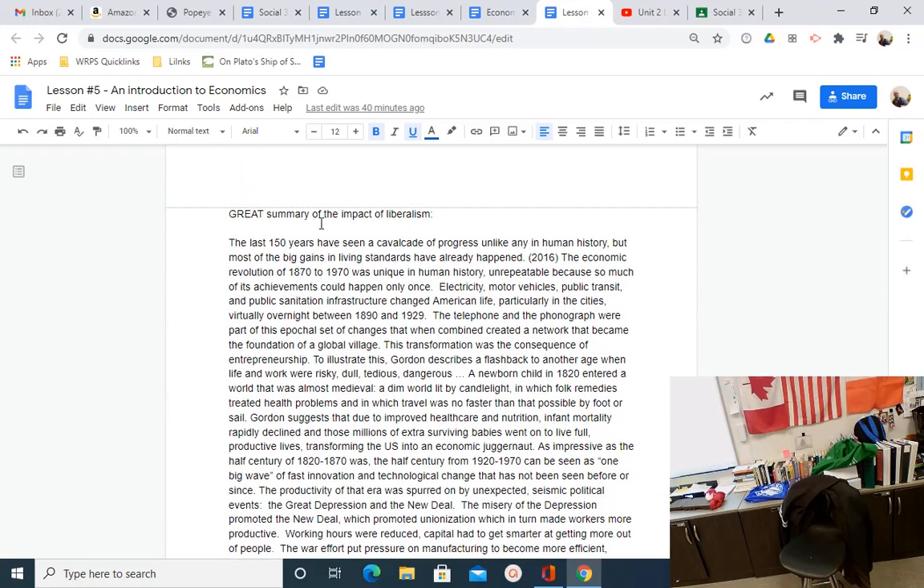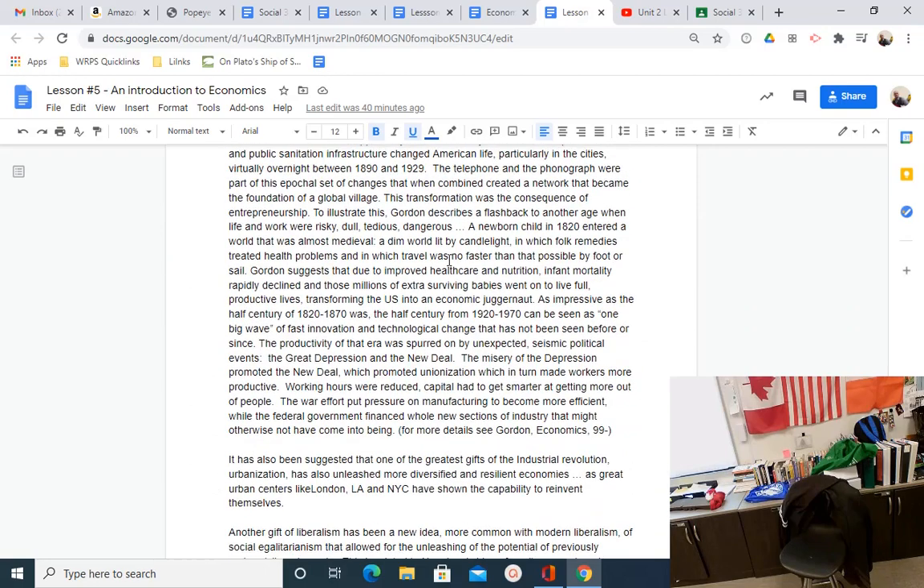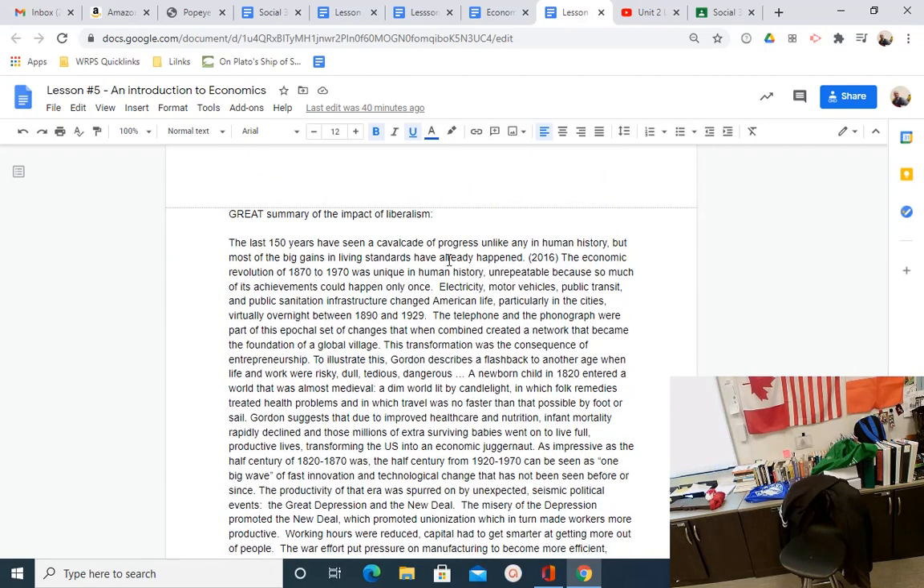So let's wrap this up with a great summary of the impact of liberalism, right at the end here. The last 150 years has seen a cavalcade of progress, unlike any in human history. But most of the big gains in living standards have already happened. This was 2016 when it was written.